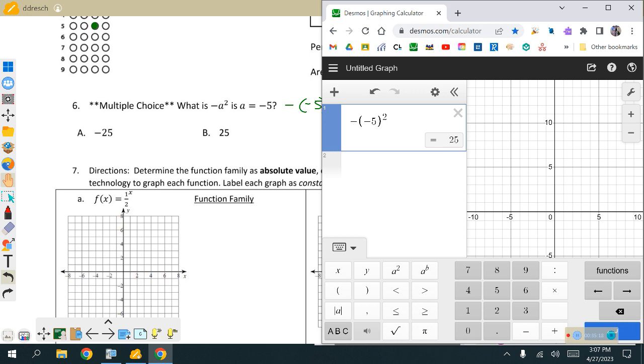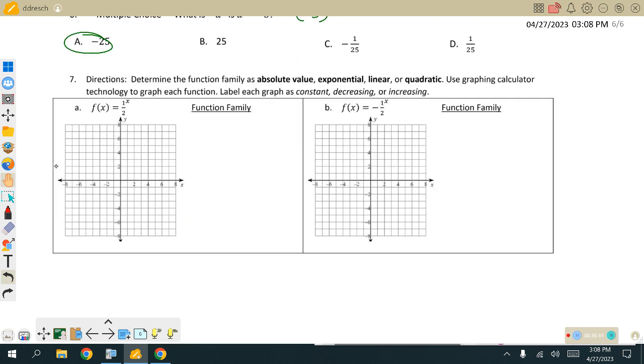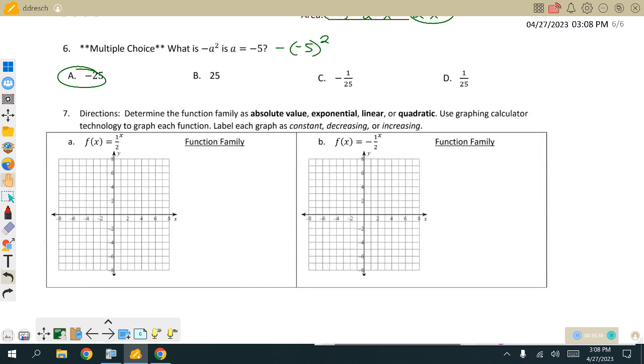And what answer choice am I choosing? Correct, letter A. Nobody should miss any of these. Those are my pure calculator ones. And then number 7, we've already done those the other day. Just reminding you about those, of how to type those into your calculator.